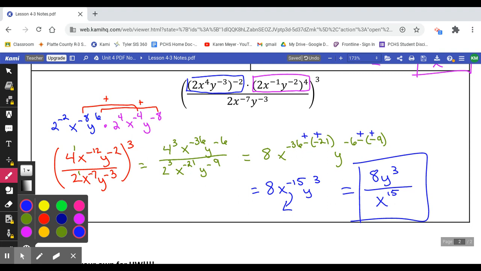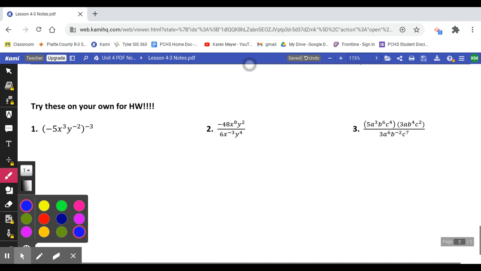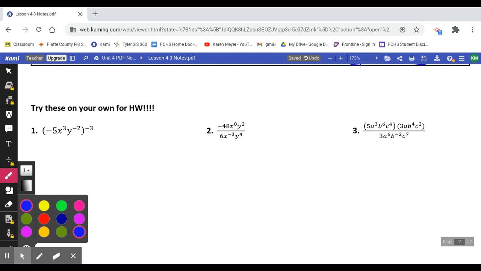Hopefully after doing that one, you're going to think that these 4 down here are a piece of cake, or hopefully a lot easier. So give them a whirl. Please have them done, and we'll talk about them in class. Thanks.